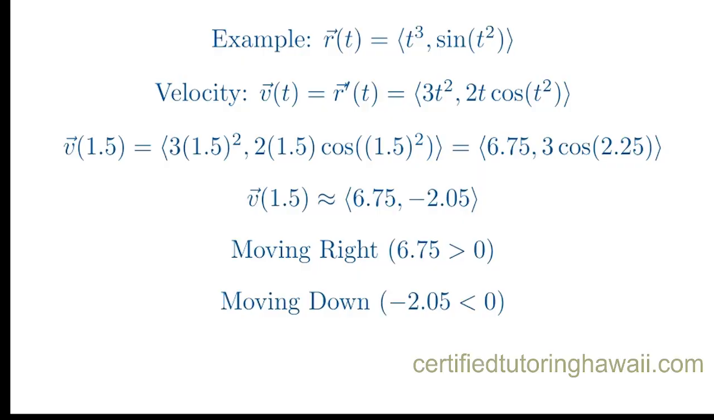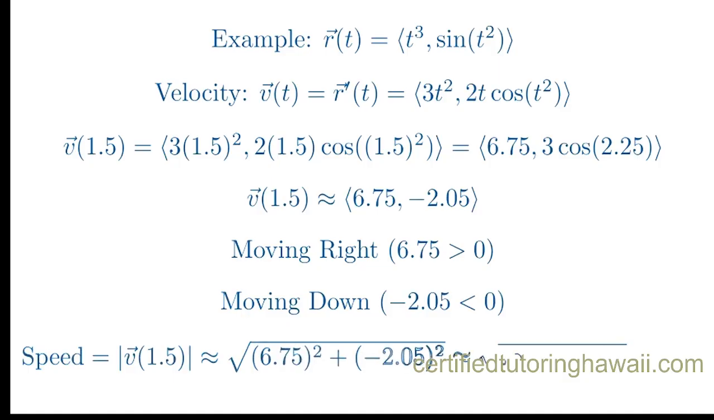Now let's find the speed at t equals 1.5. The speed is the magnitude of the velocity vector. That's the square root of 6.75 squared plus negative 2.05 squared. This calculation gives us approximately 7.05. So, at this moment, the particle is moving at a speed of about 7.05 units per time. In this scene, we saw how to work with trigonometric functions in vector-valued functions and used a calculator to find and interpret the velocity and speed at a specific time.